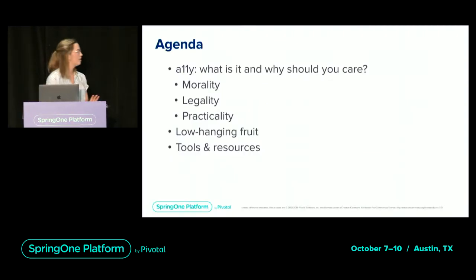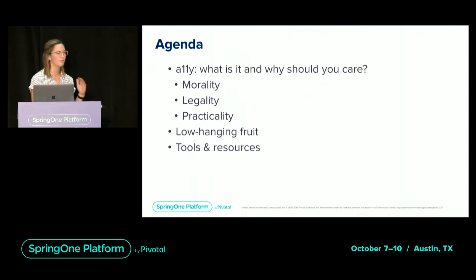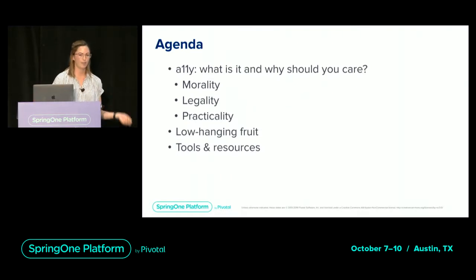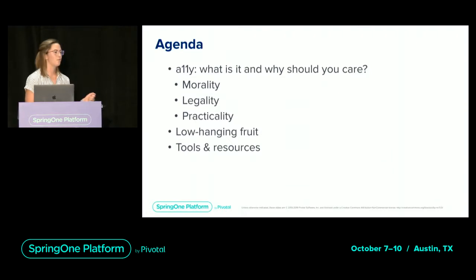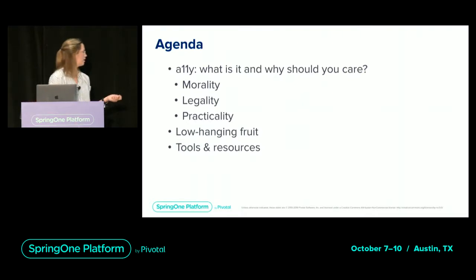So the agenda: first we're going to start by talking high level, what is accessibility? Then we'll talk about why you should care about it. We'll approach it from the moral, the legal, and then the practical perspective. After that, we'll get to some low-hanging fruit, hopefully some things that you can leave here today and start doing immediately. And then I'll try to give you some tools and resources that you can use to look into it on your own in the future.